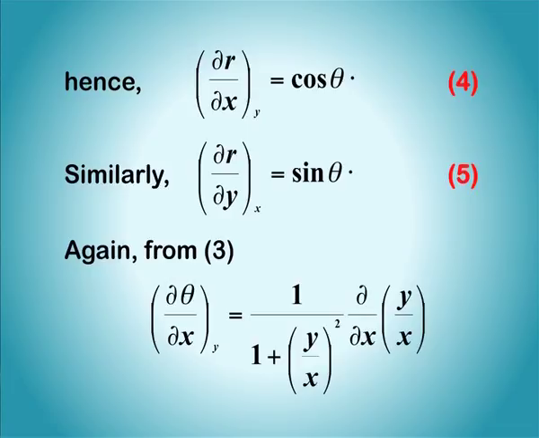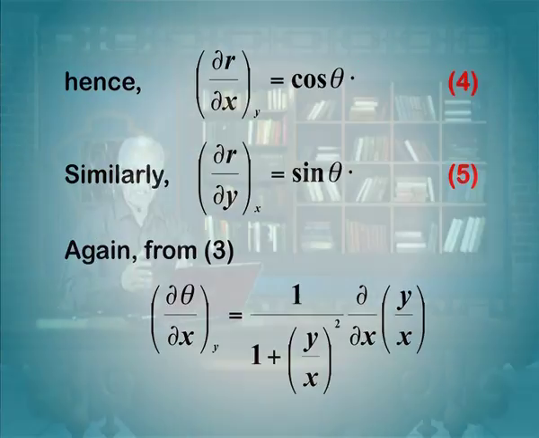So, we will be getting 1 upon 1 plus y upon x whole square d dx of y upon x. I will tell you what this first term on the right hand side is. It is something like the differentiation of tan inverse x, which is 1 upon 1 plus x square. So, we have the first term 1 upon 1 plus y upon x whole square by differentiating tan inverse y upon x in equation 3. Do it on your paper, you will get that result. And then the term y upon x is also differentiated with respect to x to give you this result.